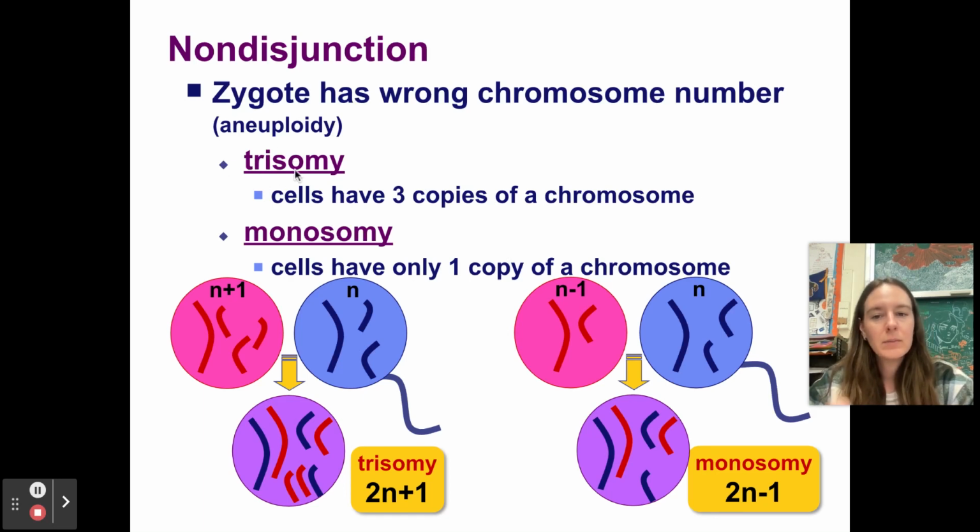Now, trisomy means you have 3 copies of a chromosome. So that's if you had 1 extra. And then monosomy is if you only have 1 copy of the chromosome. So for example here, you have 1, 2, 3, 4 instead of the 3 that you're supposed to have. And so if these sperm and egg combine, you're going to have an extra of 1 of these because the mom is actually going to have 1, 2, 3 of this one, or two of the same one here, and the dad has this one, or monosomy.